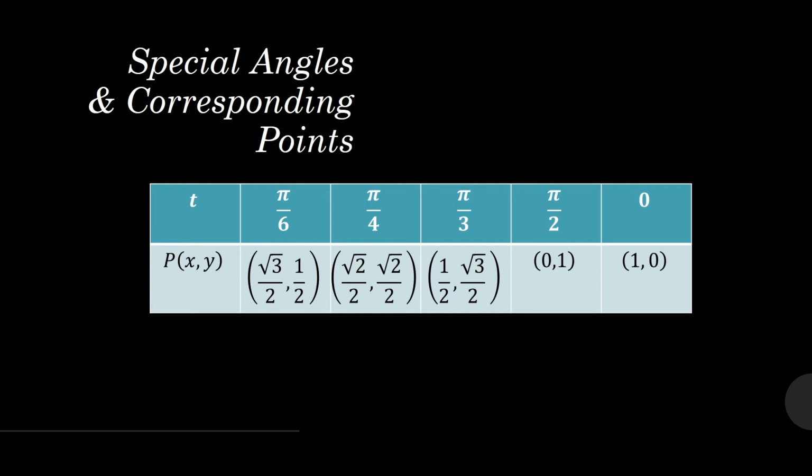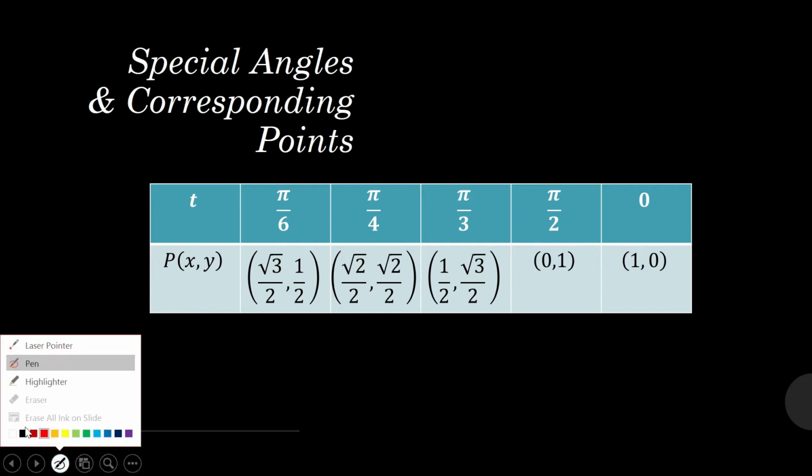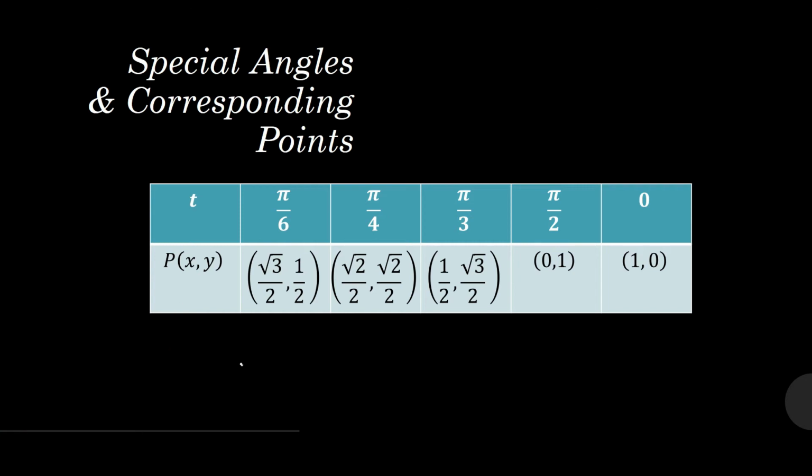So how do you find the circular functions? Well, you just remember that the x-coordinate is cosine of t. So for example, what is cosine of pi over 3? What you do is you look at the radian measure pi over 3 and the corresponding point and look for the x-coordinate of that point. And the x-coordinate is 1/2. So cosine of pi over 3 is 1/2.